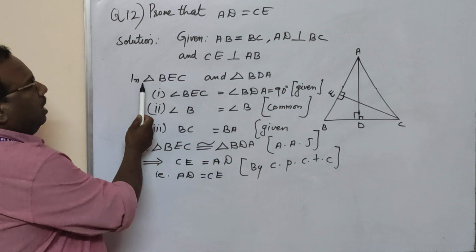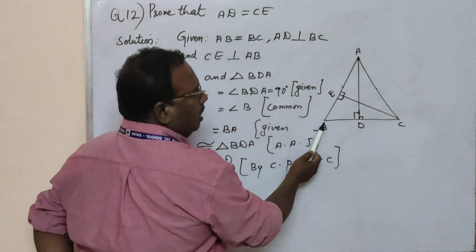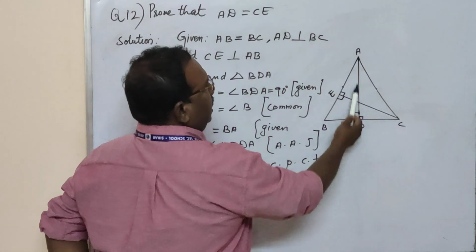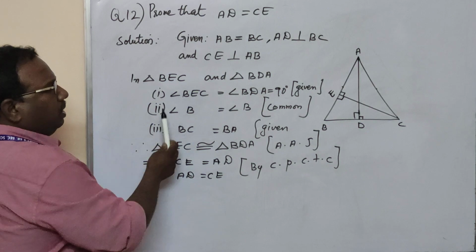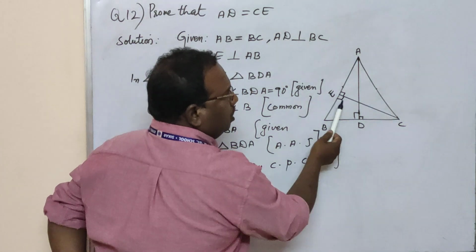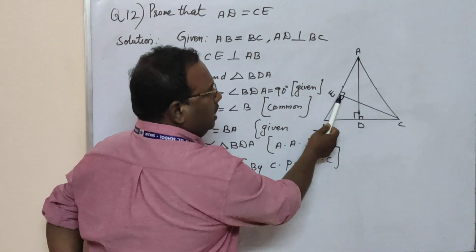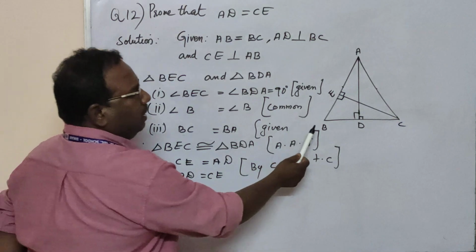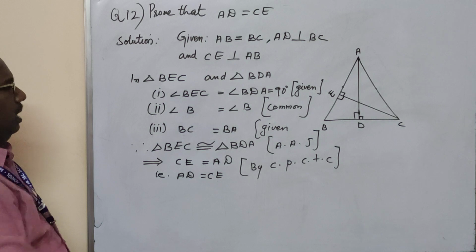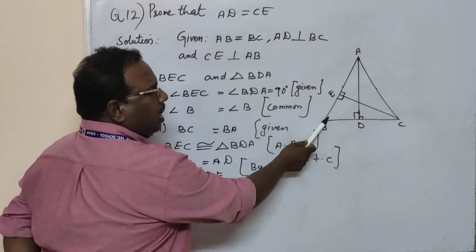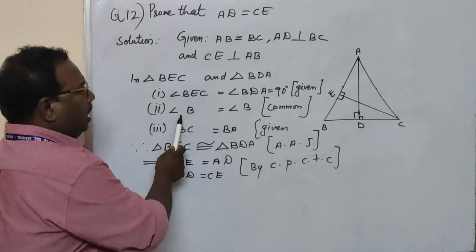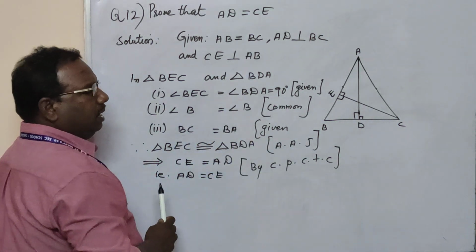Now consider triangle BEC and triangle BDA. Point number 1. Angle BEC. Look at above. Angle BEC equal to 90. Therefore, angle BEC equal to angle BDA. Each equal to 90 degree. It is given. Second, angle B is equal to angle B. It is common angle in both the triangles. So let us write the angle B equal to angle B, common angle.